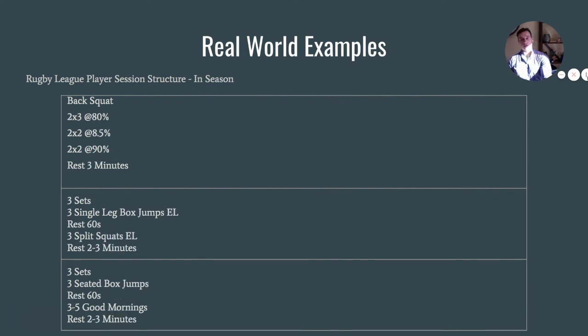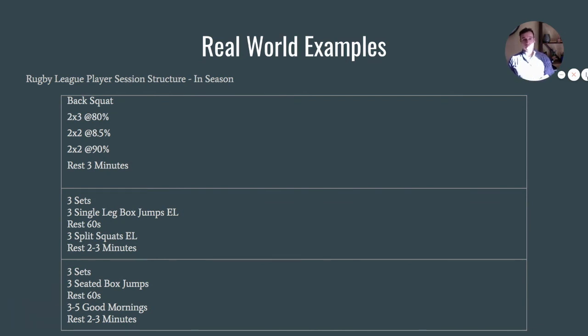Okay, so this is for the same player, but in season. The important thing to think about here is that this training session is going to be early in the week, as far away from the game as possible, because of the intensity involved, particularly in the back squat. So you can see we've changed the rep scheme, so we're doing much fewer reps, but with much higher percentages of 1 rep max, going all the way up to 90% with a longer rest period.